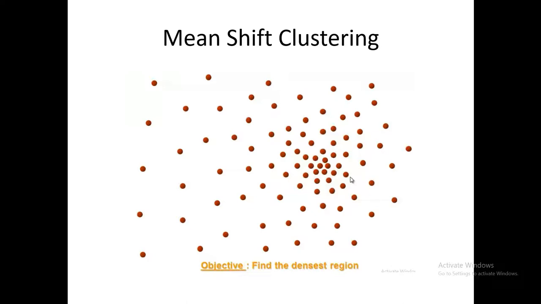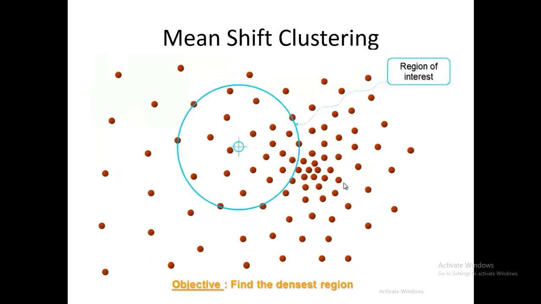Let us start with this example. Here we have these billiard balls. These are the points and these points are in 2D. Each point has an x and y location and we want to find the densest region of this distribution, and we'll start with some initial estimate randomly, which we call the region of interest, and this region of interest is defined by this blue circle.